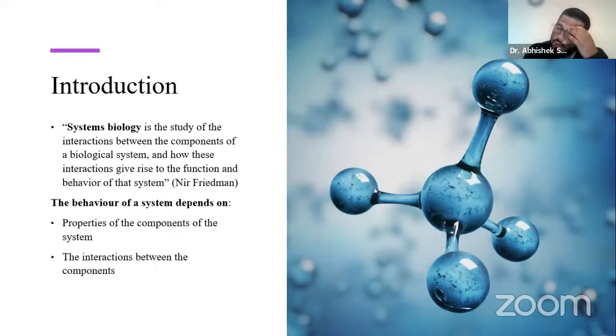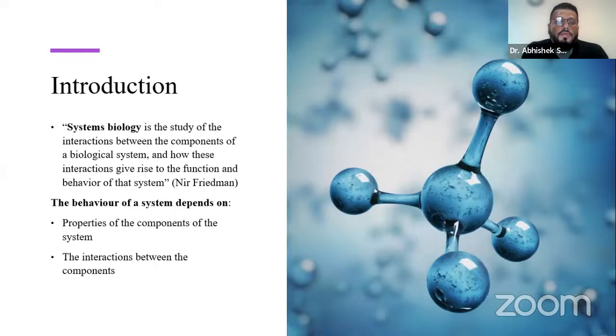This definition is given by Nir Friedman. He's a computational scientist and also a computational biologist from the Hebrew University in Jerusalem, right? He works in the area of systems biology and also machine learning approaches to study gene regulation. So he has coined this definition, though there are various definitions. If you Google the term systems biology, you'll get many other definitions anyway.